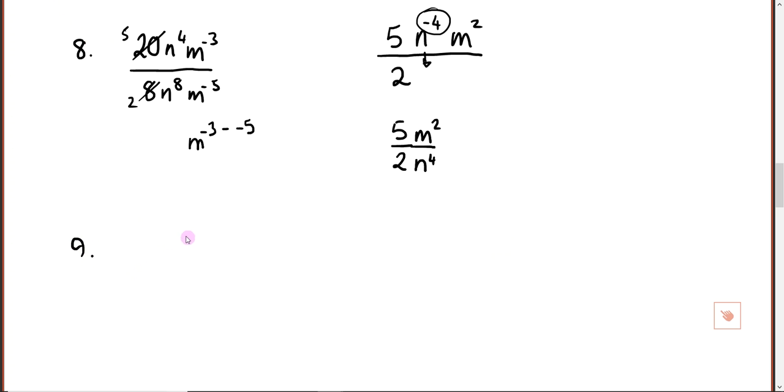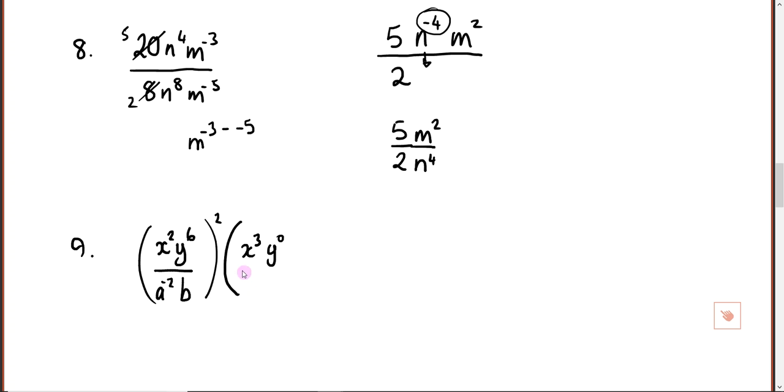Number 9. 9 was a lot working in this one. So we've got x squared, y to the power of 6, divided by a to the power of negative 2 times b. All of that is raised to the power of 2. That is then multiplied by x cubed, y to the power of 0, divided by a times b. All of that is raised to the power of negative 3.